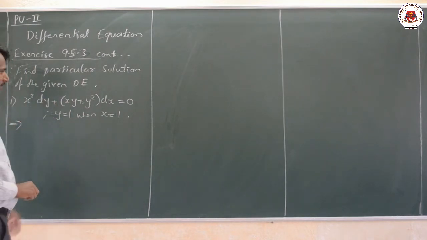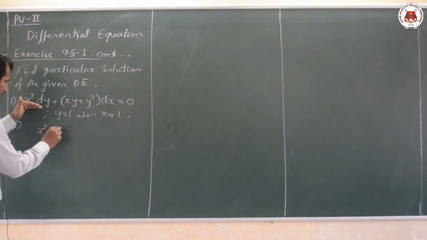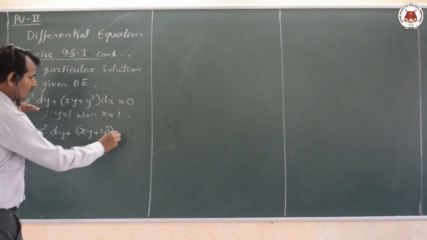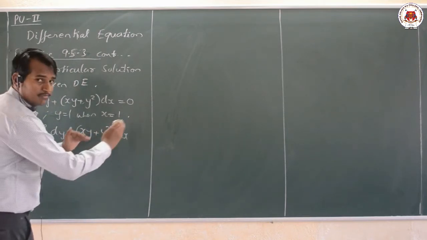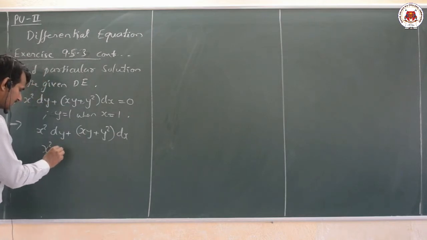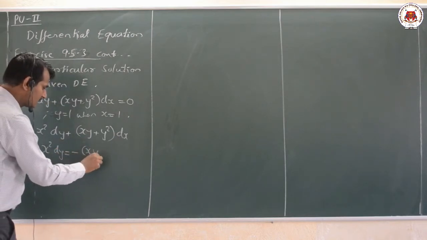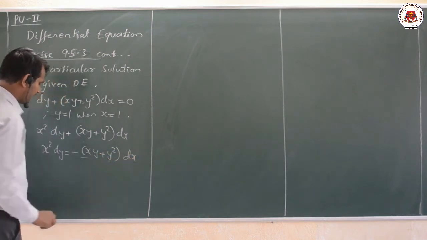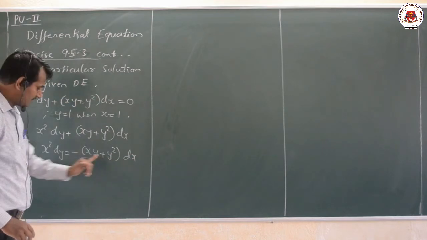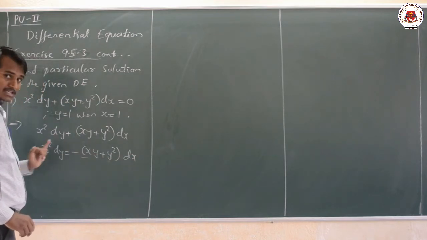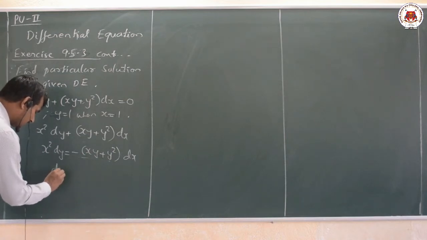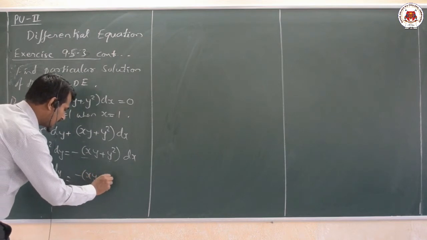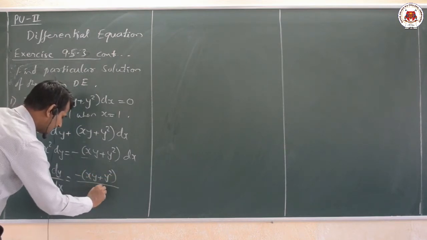So now given the problem, I will rewrite once again, that is x square dy plus xy plus y square into dx. I will take this whole term to the RHS. See what comes: x square dy equal to minus of xy plus y square into dx. Now dy by dx I will take here, and this whole term divided by x square I will cross multiply. See what comes: dy by dx equal to minus of xy plus y square whole divided by x square.